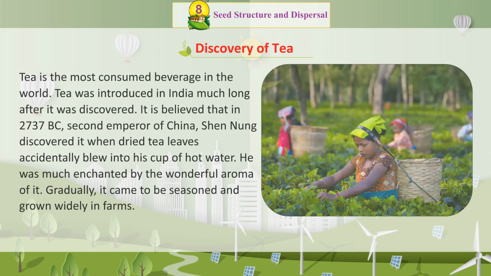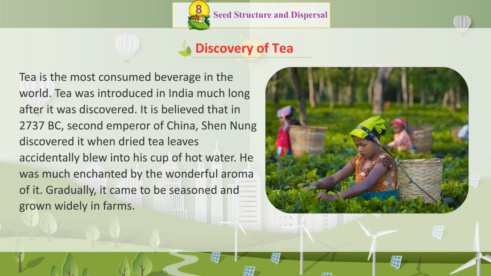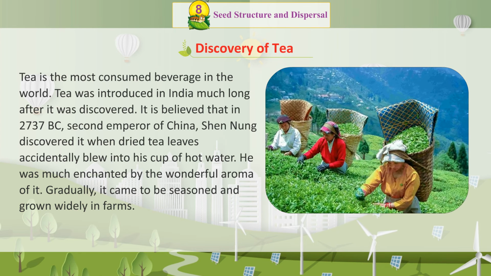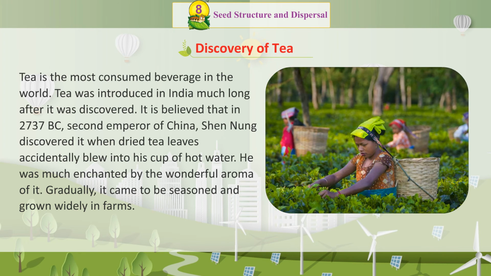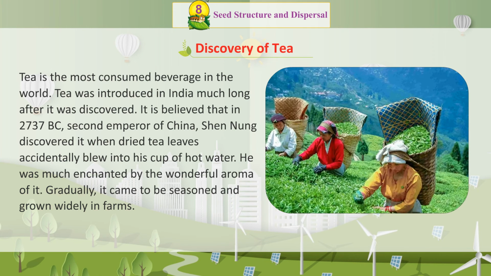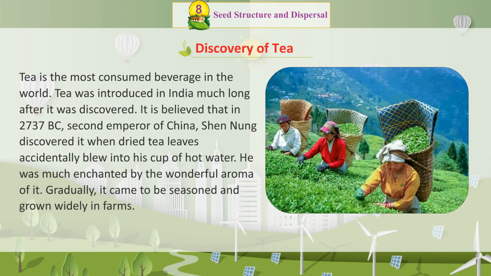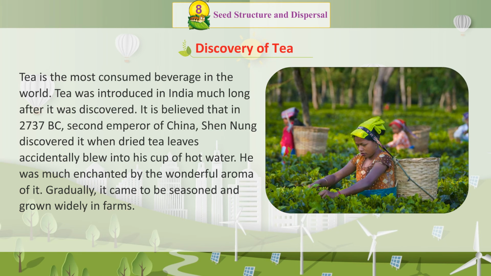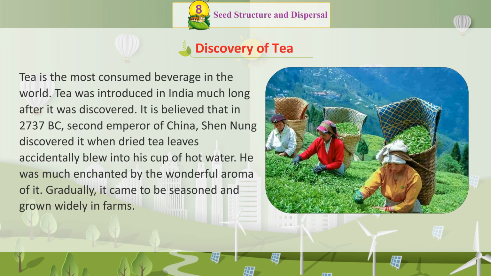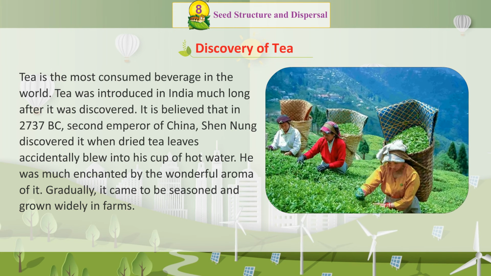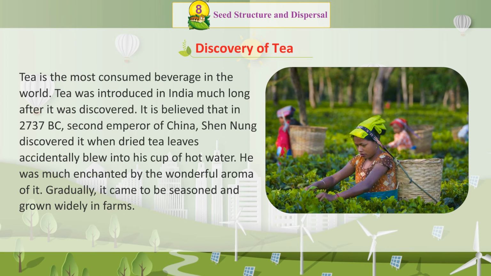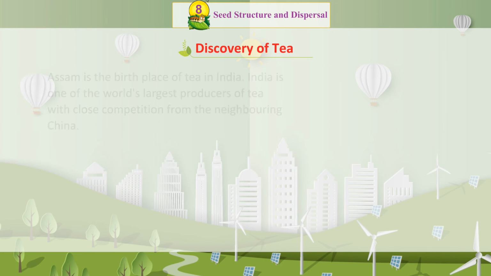Discovery of tea. Tea is the most consumed beverage in the world. Tea was introduced in India much long after it was discovered. It is believed that in 2737 BC, the Second Emperor of China, Shen Nung, discovered it when dried tea leaves accidentally blew into his cup of hot water. He was much enchanted by the wonderful aroma of it. Gradually, it came to be seasoned and grown widely in the farms.